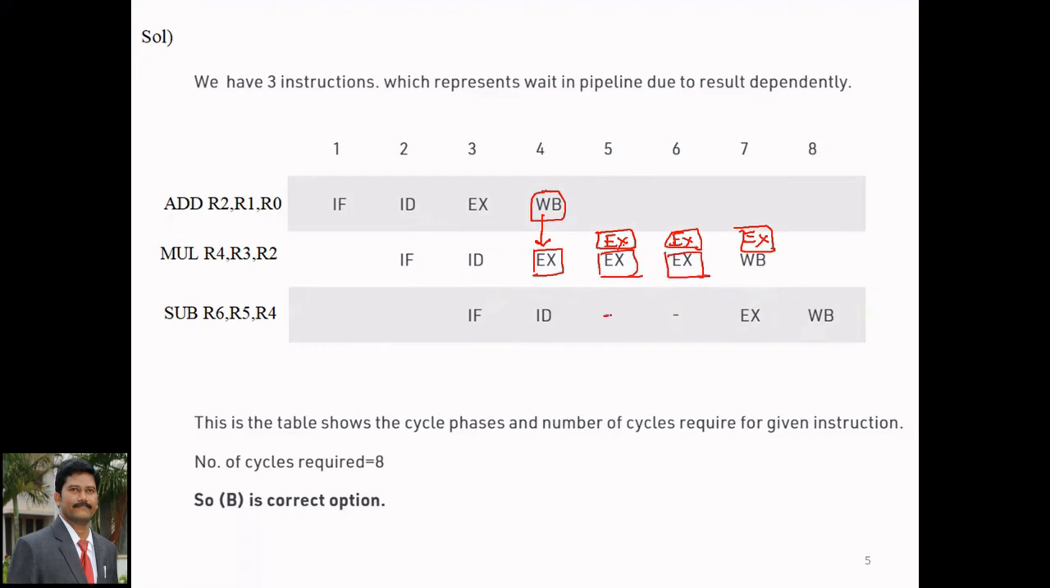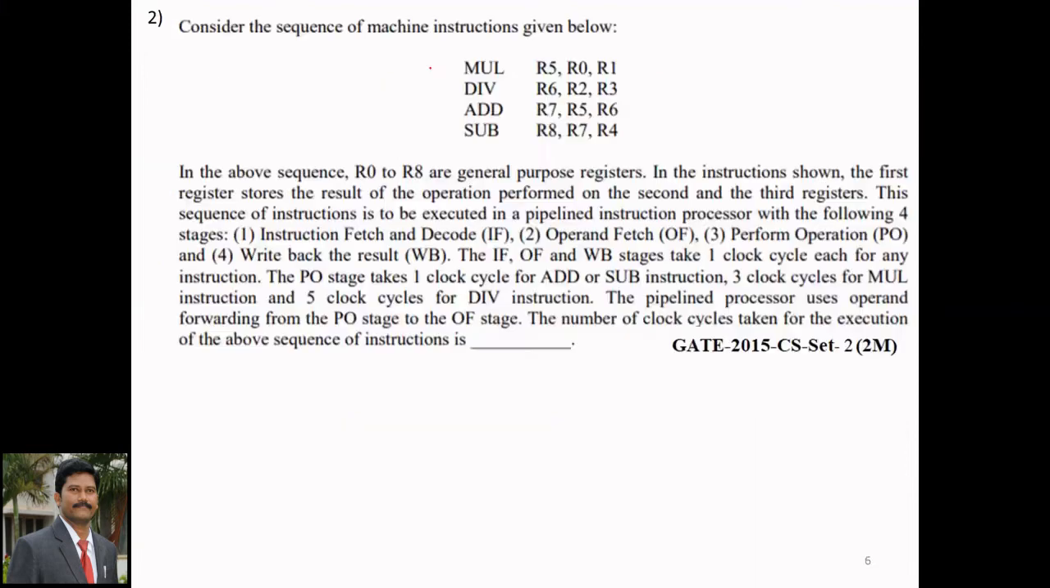Okay, why is this stalled here? Because the execution unit is busy. After the execution unit completes one instruction, only then will the next instruction be executed in the next clock. So these are the basic concepts, right? So the answer here is option B.